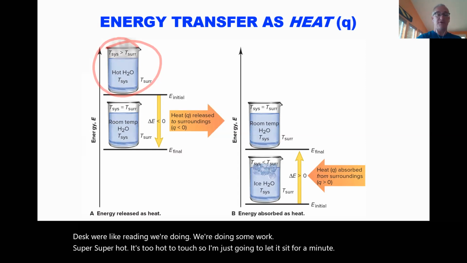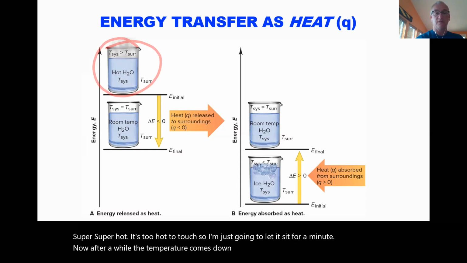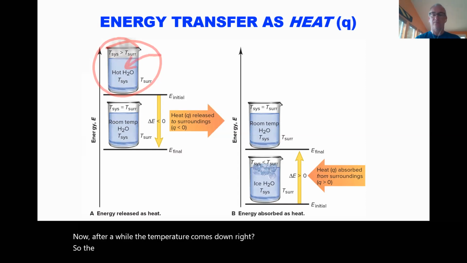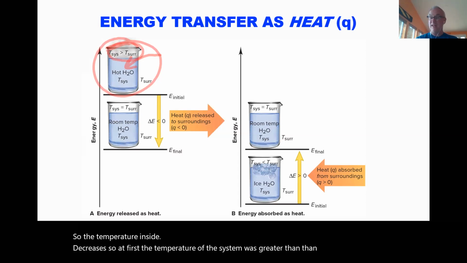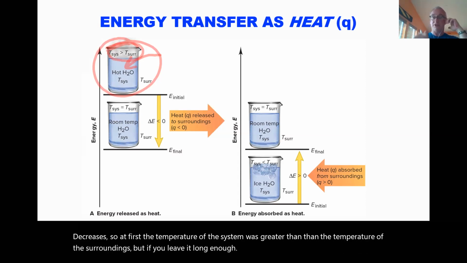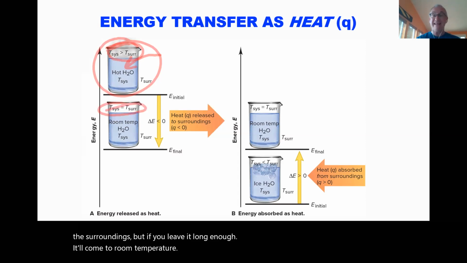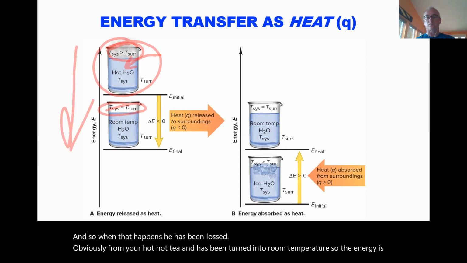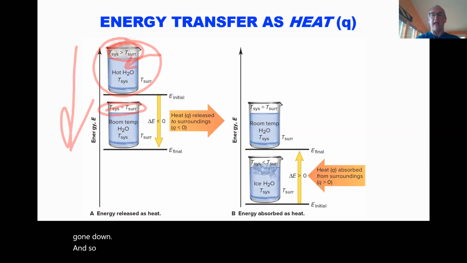Now, after a while, the temperature comes down, right? So the temperature inside decreases. At first, the temperature of the system was greater than the temperature of the surroundings. But if you leave it long enough, it'll come to room temperature, and then the temperature of your tea will equal the temperature of the room. When that happens, heat has been lost from your hot tea and turned into room temperature. So the energy has gone down, and heat's been released, and heat we refer to as Q.